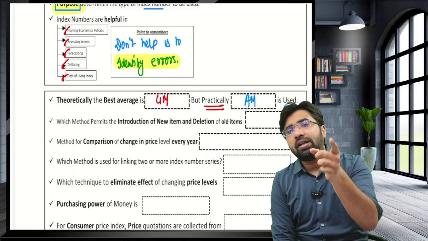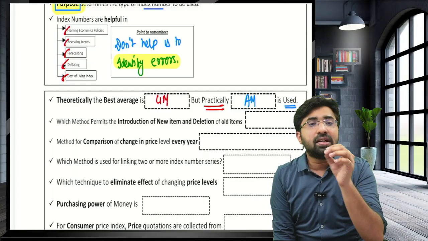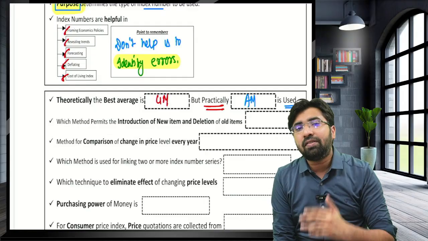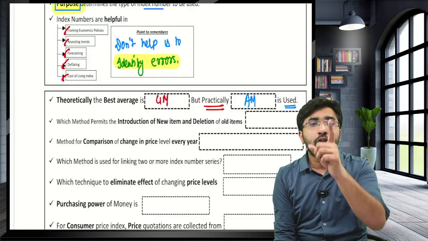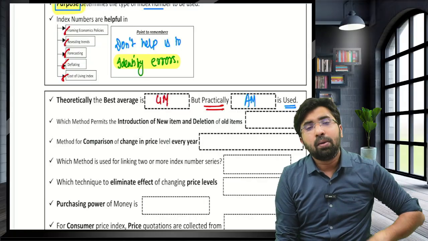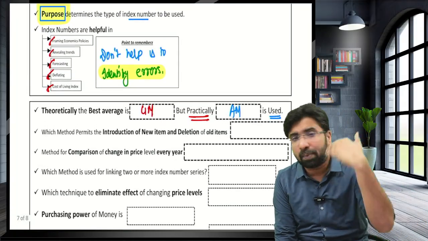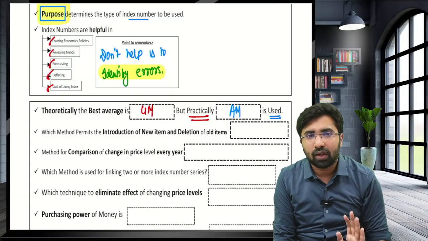Why? Geometric mean is used in the case of percentages, and index numbers are expressed by multiplying by 100, so they are expressed in percentage. Whenever you have to take the average of percentages, geometric mean is the best measure. But if I ask which is theoretically best, GM. Which is used practically, AM. Guys, are you getting my point?